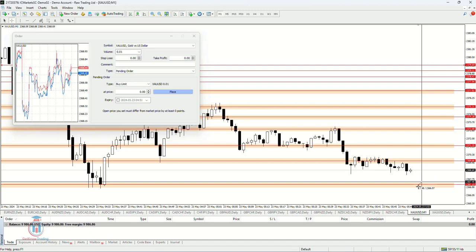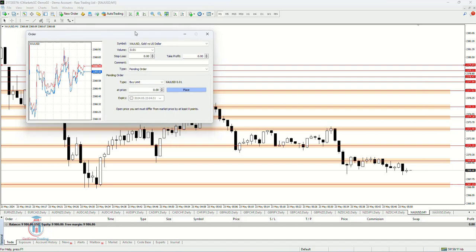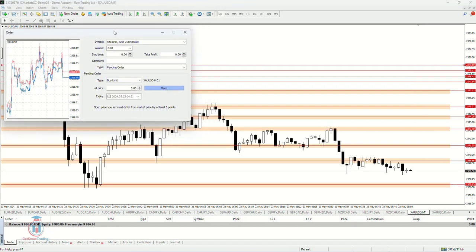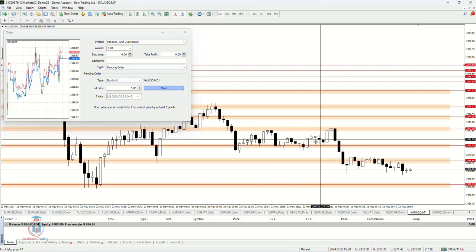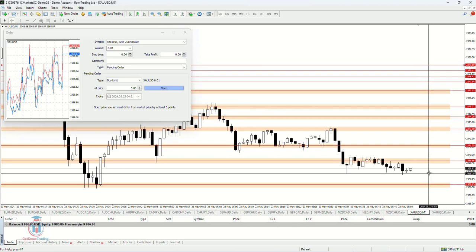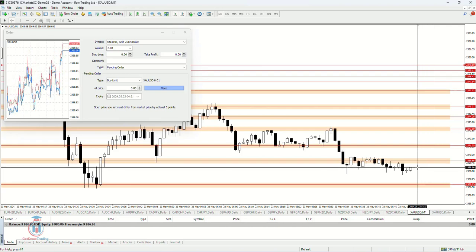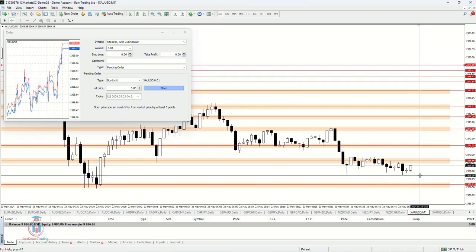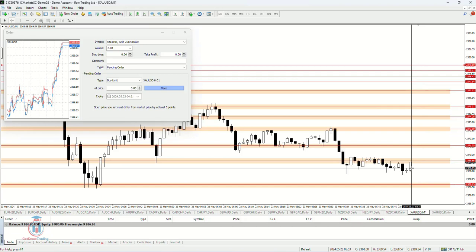Now, because the buy limit order represents a buy order, that means you are expecting that the price will rise in value. So these are two important pieces of information about the buy limit. First one, it is a buy order. That means when the order opens, you expect that the price will rise in value. And the second thing is that the buy limit order opens in the future at a price which is below the current market price.